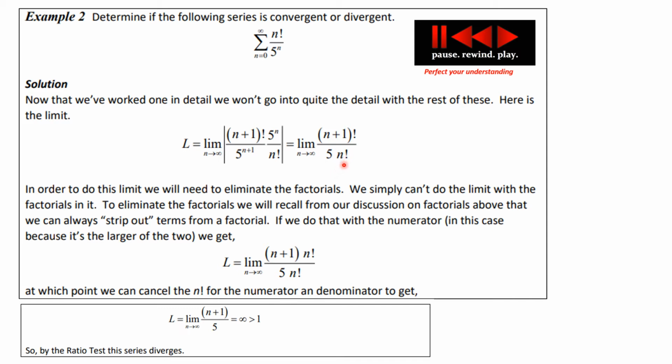But now let's see what happens when I look at n plus 1 factorial and n factorial. Well, n plus 1 factorial is n plus 1 times n factorial. So these n factorials cancel out. And so this is the limit as n tends to infinity of n plus 1 over 5. Well, that's infinity, bigger than 1, so we know by the ratio test this series diverges.